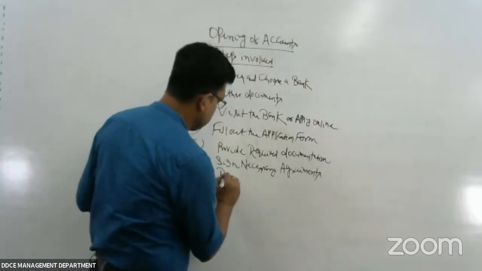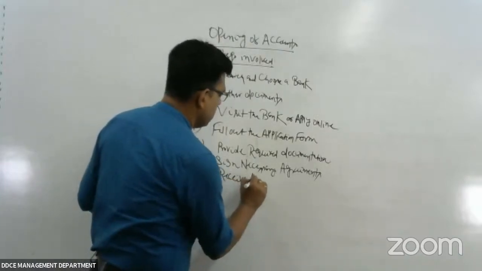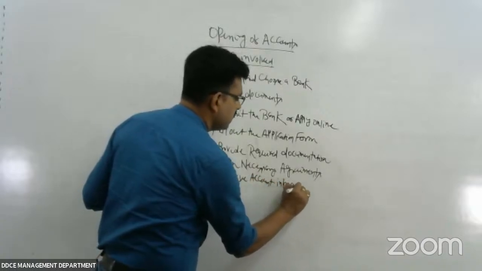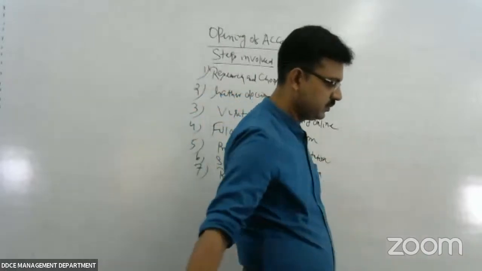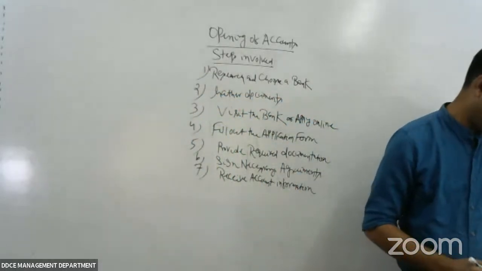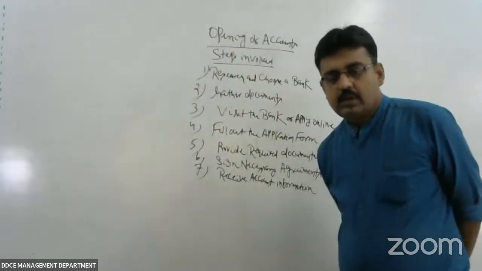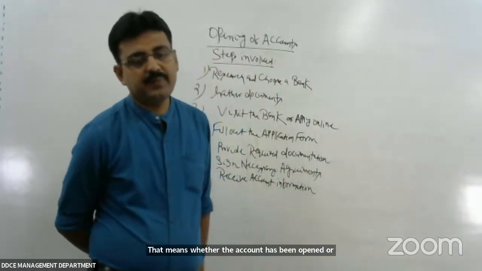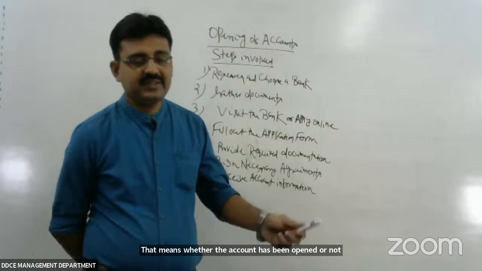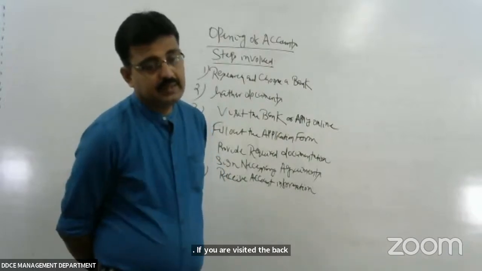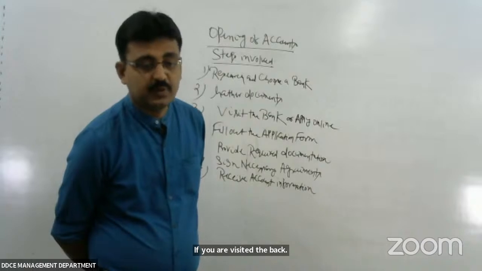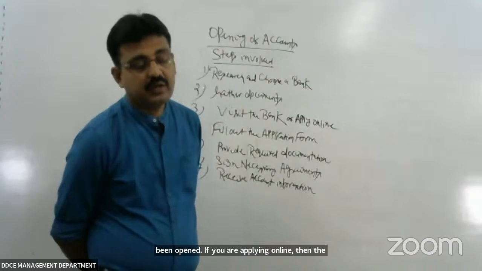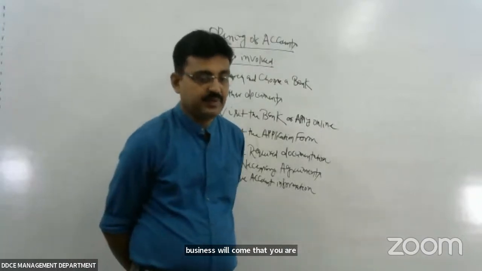So next is receive account information. That means whether the account has been opened or not, related to that, information will be provided to you. If you have visited the bank physically, then they will tell you, yes, your account has been opened. Or if you are applying online, then a message will come that your account has been accepted.